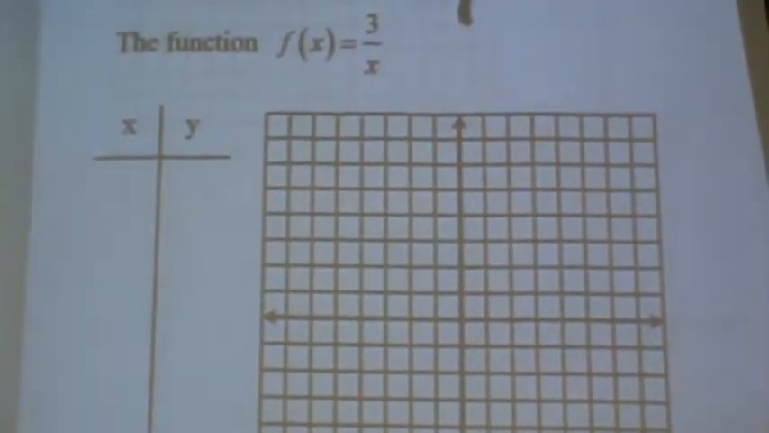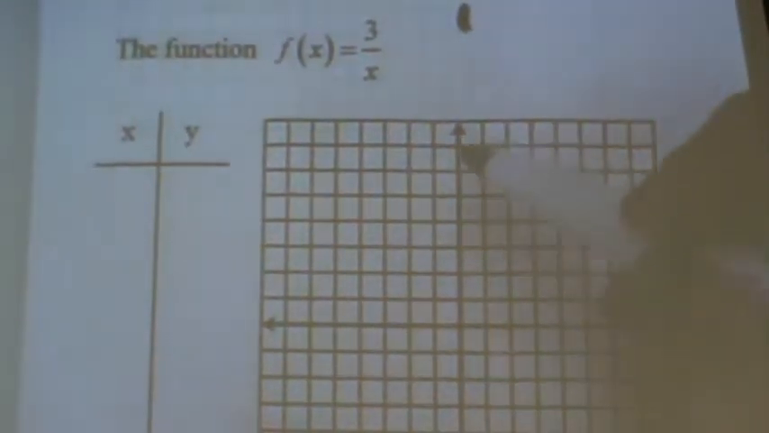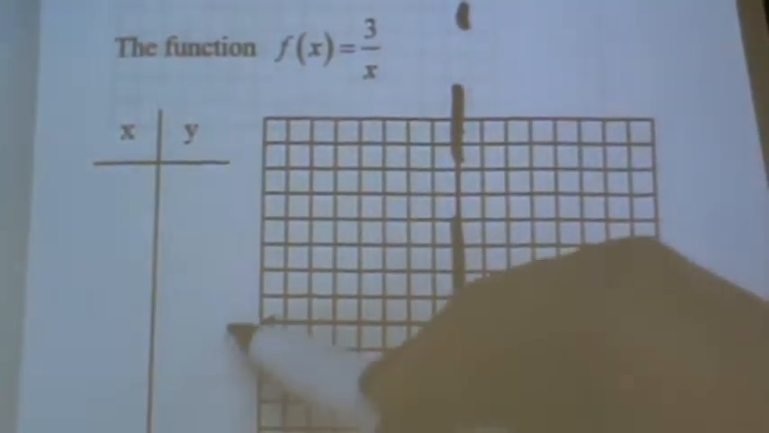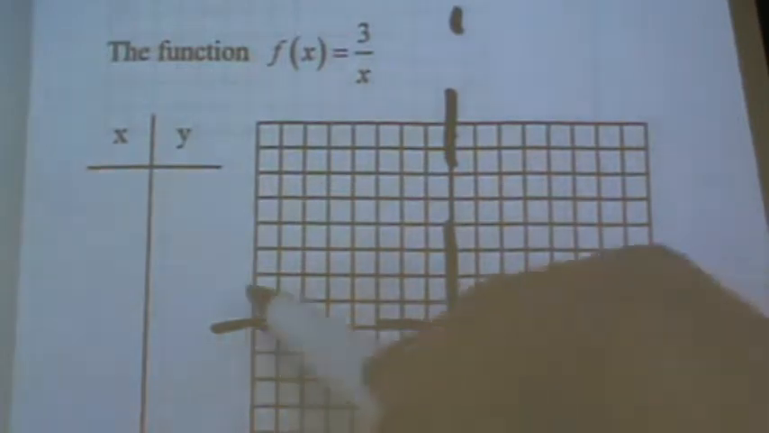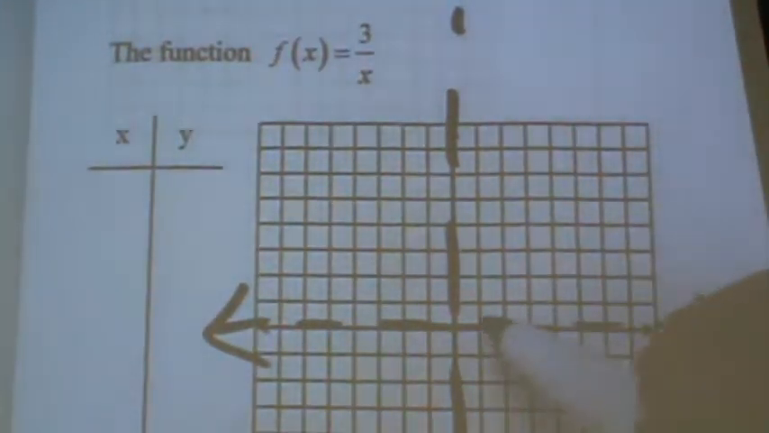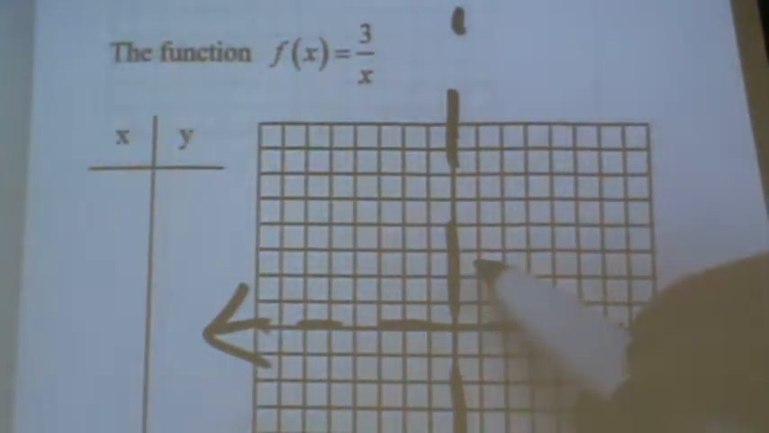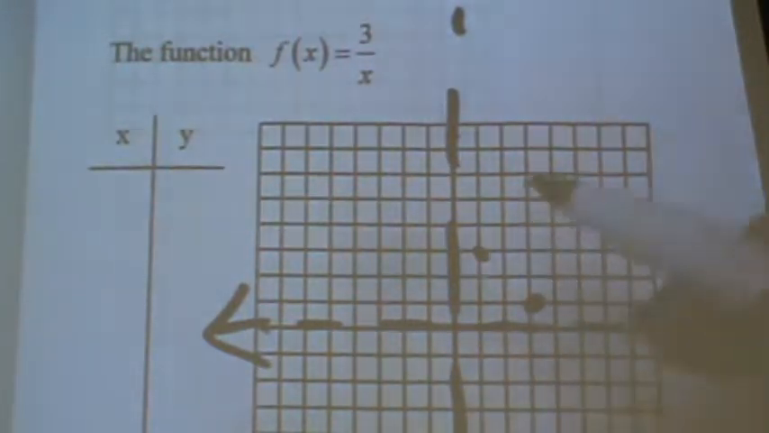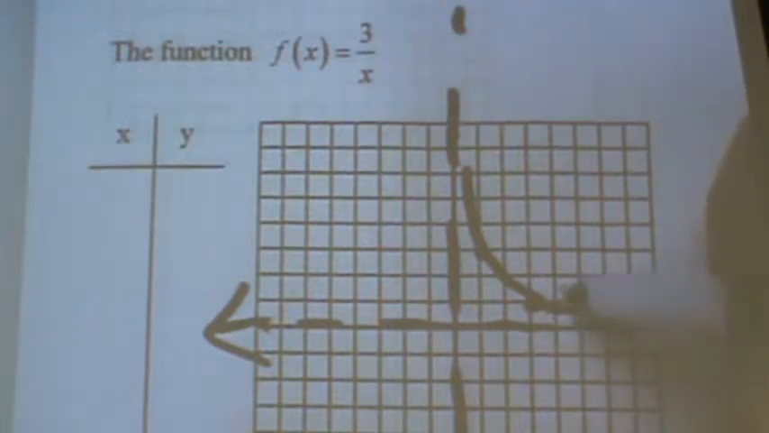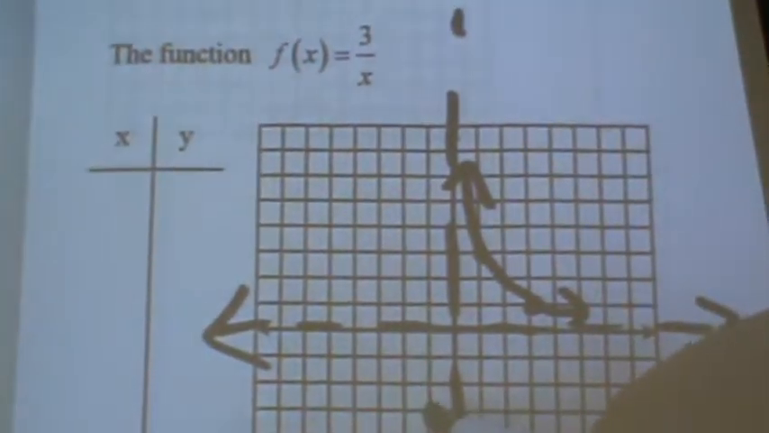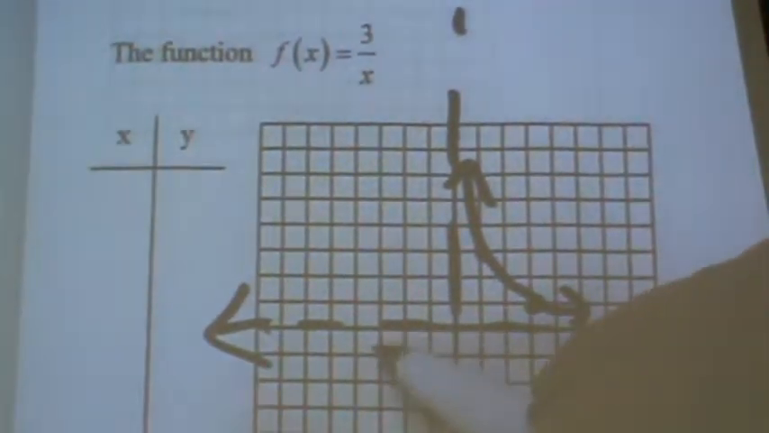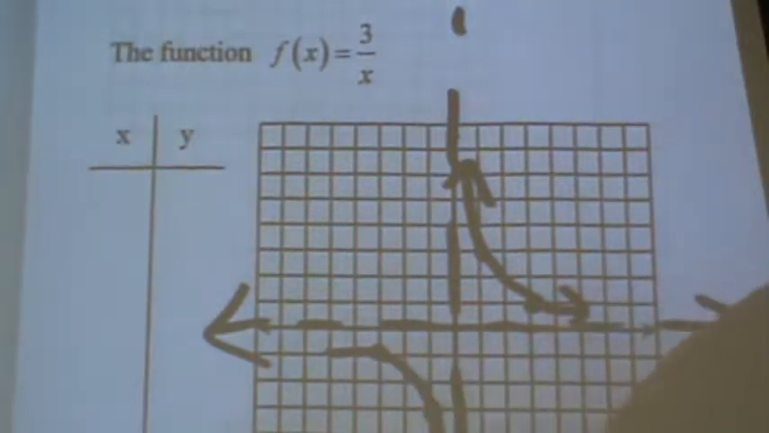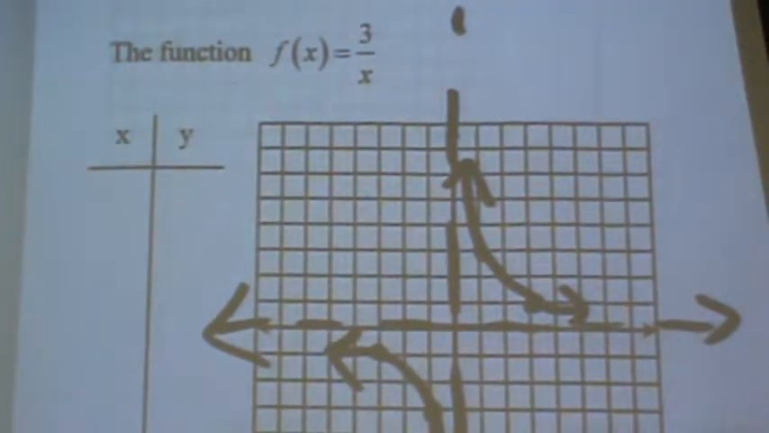What would you do? Up 3 over 1. Your asymptotes are 0, 0. And where are you going to go? Up 3 over 1. When you say up 3, you mean this point right here. 1, 3, and 3, 1. And negative 1, negative 3, and 3, negative 1. Good?